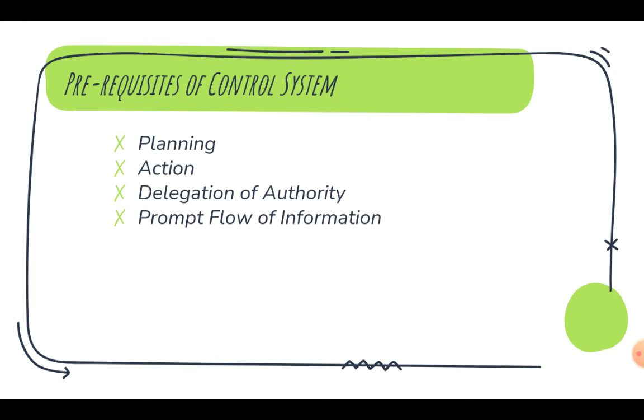Now, planning is the first prerequisite for making control effective. As I've repeated, planning and controlling go hand in hand. Without planning, there cannot be controlling. Therefore, it is said to be the first most important element for a control system. Planning basically involves setting objectives and then deciding upon the appropriate course of action.